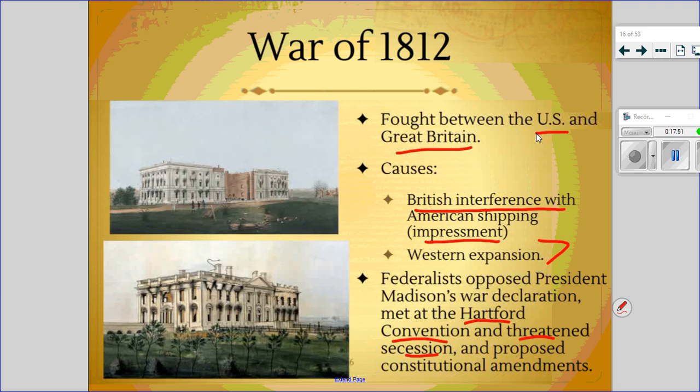By the way, if you look at this picture over here, this is the White House, which was burned by the British during the War of 1812. This weird little thing that you see right here is a lightning rod that's on the top of it. But anyway, all right.